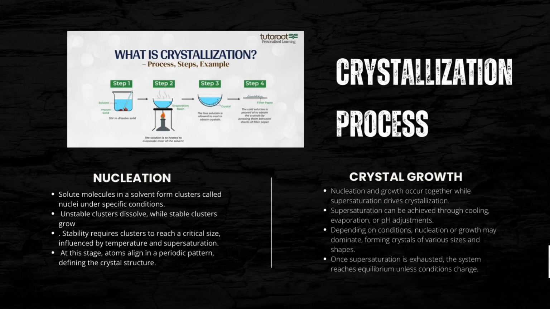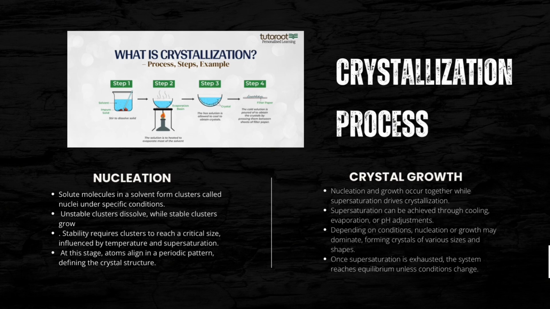The crystallization process consists of two phases of crystal formation. These two phases are nucleation and crystal growth. Nucleation is the process where solute molecules in a solvent form clusters called nuclei under specific conditions. If these clusters are unstable, they dissolve. For stability, the clusters must reach a critical size, where they keep growing. At this stage, atoms arrange in a periodic pattern that defines the crystal structure.